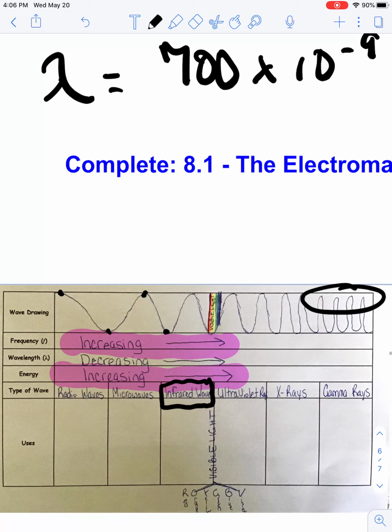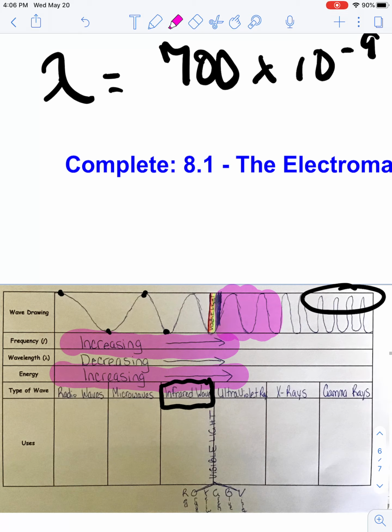And after infrared is ultraviolet. We can't see that either. Our frequency, the amount of waves we get in a given amount of time, is increasing. So by the time we get to UV, ultraviolet rays, they're bombarding us a little harder. So we're kind of in this section here, and you can see they're starting to get closer together.